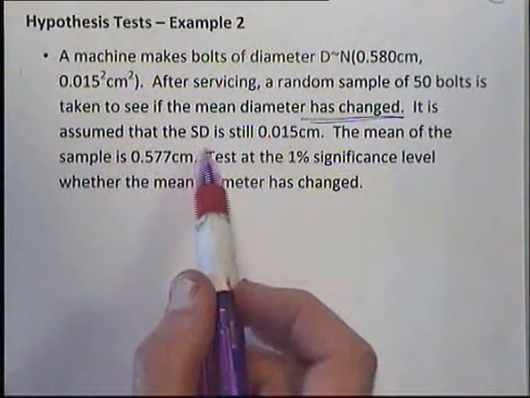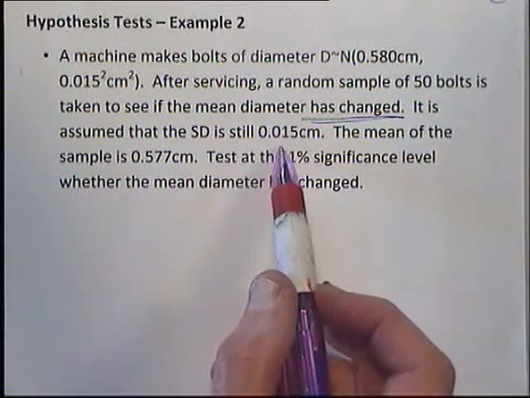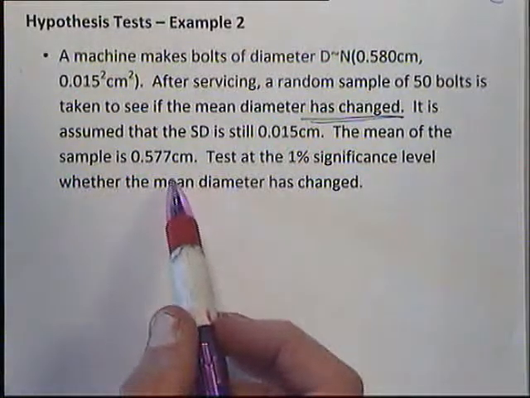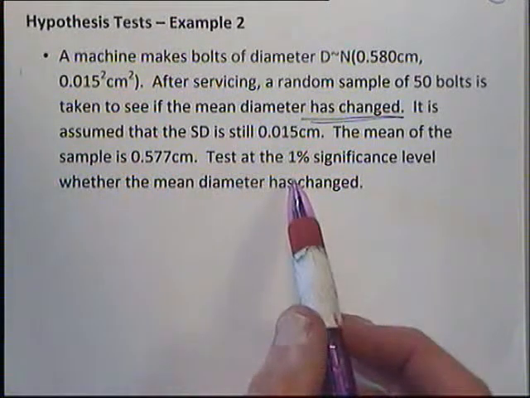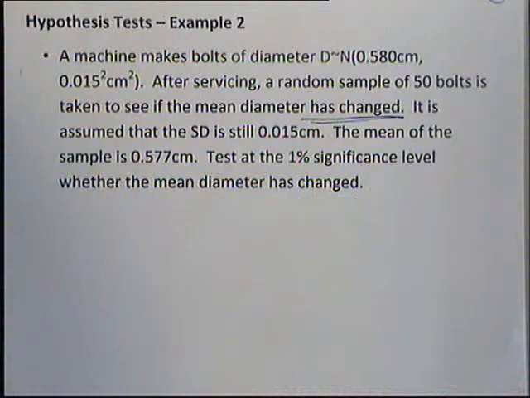It is assumed the standard deviation is still 0.015. The mean of the sample is 0.577. Test at the 1% significance level whether the mean has changed.